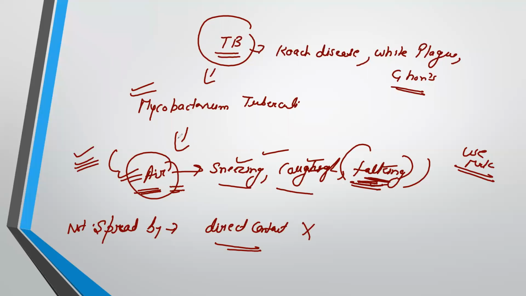So these are all the basic introduction to tuberculosis. It's also known as Koch's disease, white plague, Gons disease, and it is caused by Mycobacterium tuberculosis, and the primary mode of transmission is air routes like sneezing, coughing, talking, etc. And tuberculosis is not spread by direct contact, such as shaking hands, engaging in a sexual activity, kissing, etc. So direct contact is not the primary mode of spreading tuberculosis.